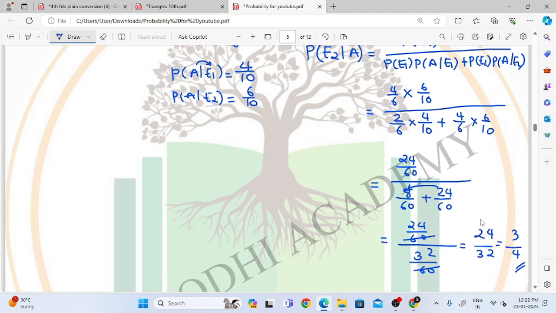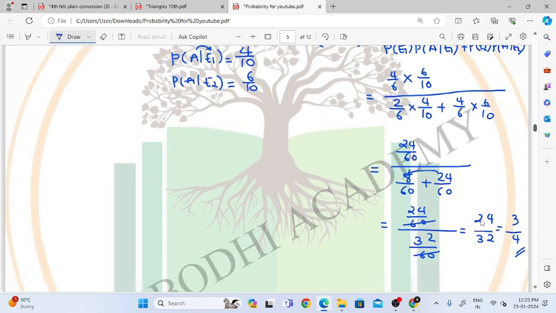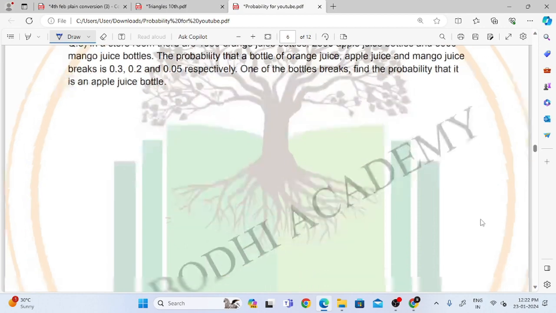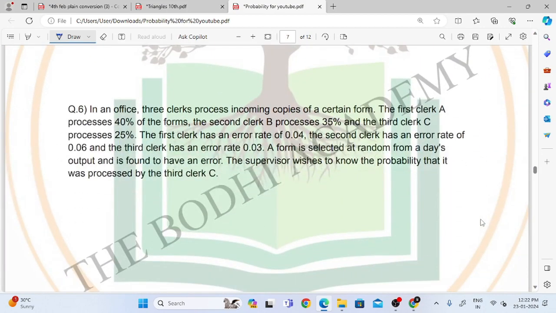In this question you can also solve by using the arrow diagram, which I will show you in the next question. This is a Bayes theorem question, and this is very important from this chapter. Okay, let's solve the easy question first.